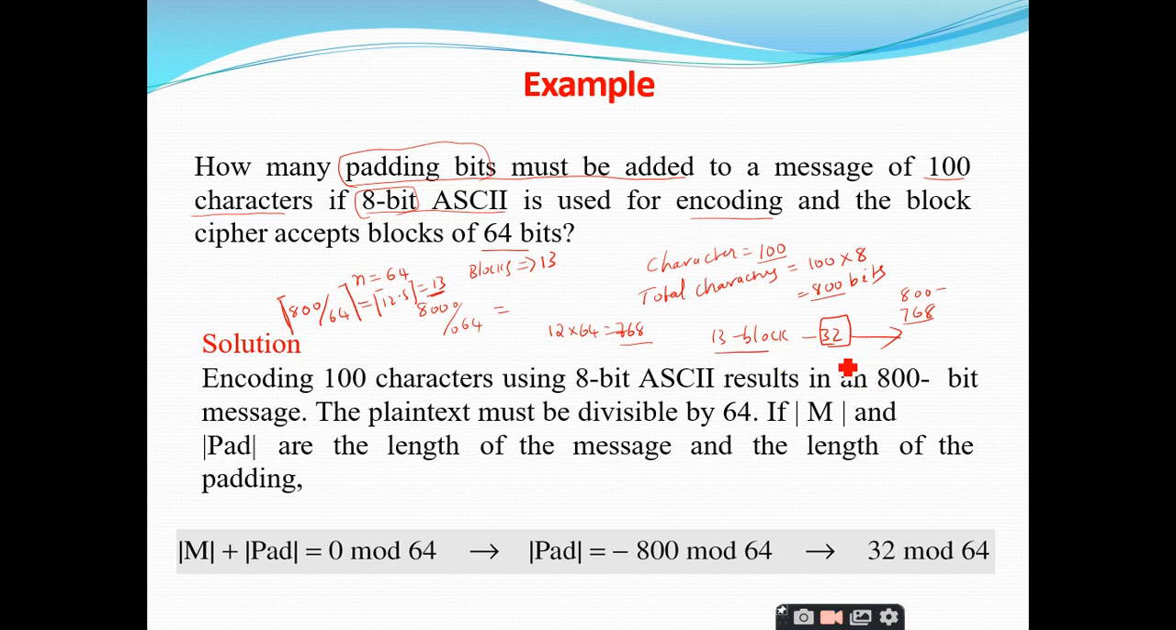In the 13th block, I have 64 bits. Out of these 64 bits, 32 bits consist of the actual data, right? And what about the remaining bits? Those are nothing but the padding bits. Am I right or not? So he is asking how many padding bits are there. The padding bits required are 32. Is it clear?